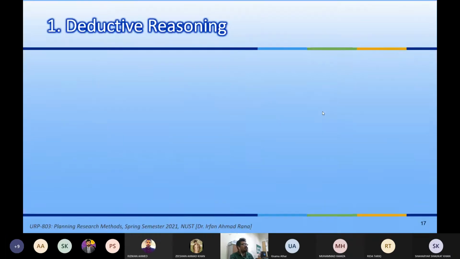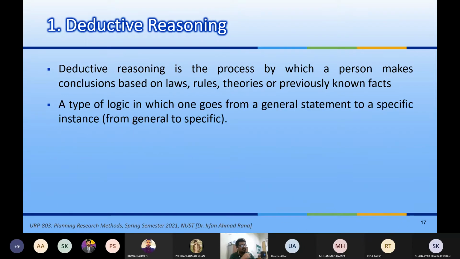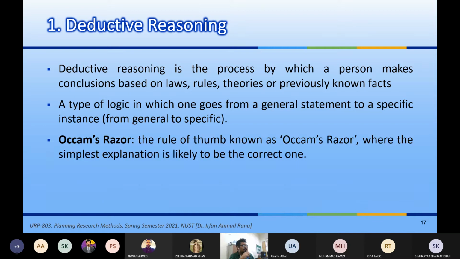So what are they? Let's talk about deductive reasoning. We know certain things or theories are already out there. There are so many concepts which are already out there. Using them or verifying them is called deductive reasoning. We are going to be testing certain phenomena in which there is a general statement or hypothesis out there, and we are going to be specifying it into a small thing. One way of deductive reasoning is Occam's razor, which you might have heard about: the simplest explanation is likely to be the correct one. This is a philosophical thing.